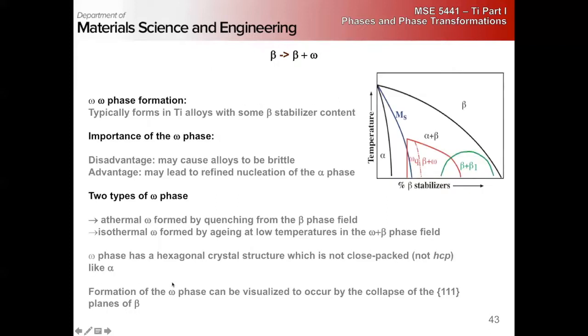So omega phase is pretty much typically a detrimental phase. It's going to form in alloys with a relatively large amount of beta stabilizer. The big disadvantage is its presence leads to brittleness. It's really bad for your fatigue and fracture life if you have omega.